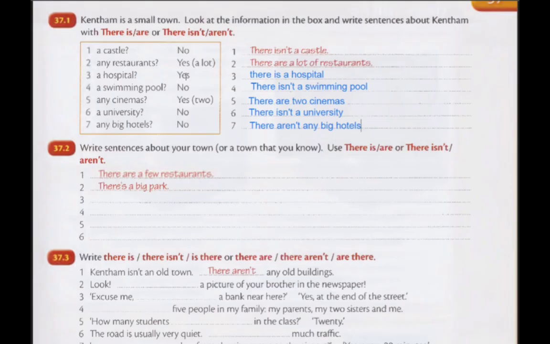Here, any cinemas, yes, two. So there are two cinemas. It's no, negative. There isn't. Why there isn't? Because we have a university. It's singular. Here, no, we use negative form. Why there aren't? Because we have big hotels. It's plural. There aren't any big hotels.